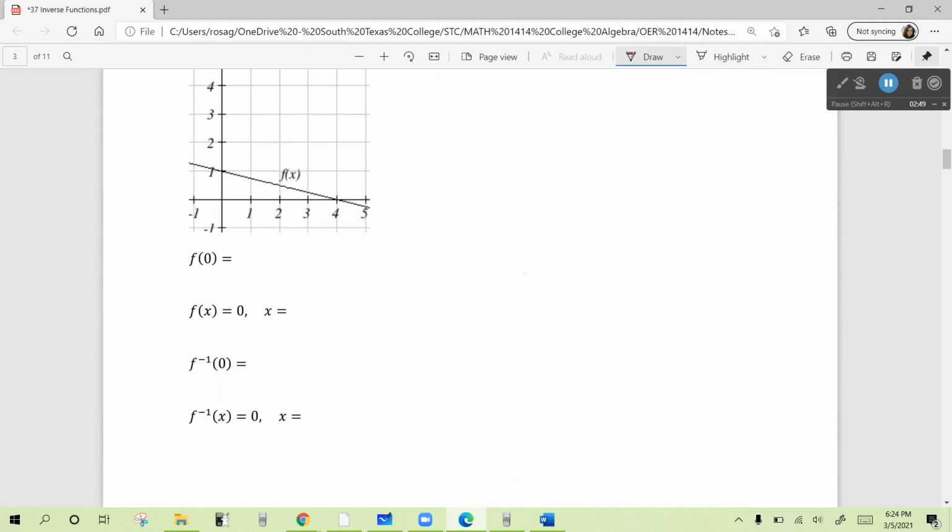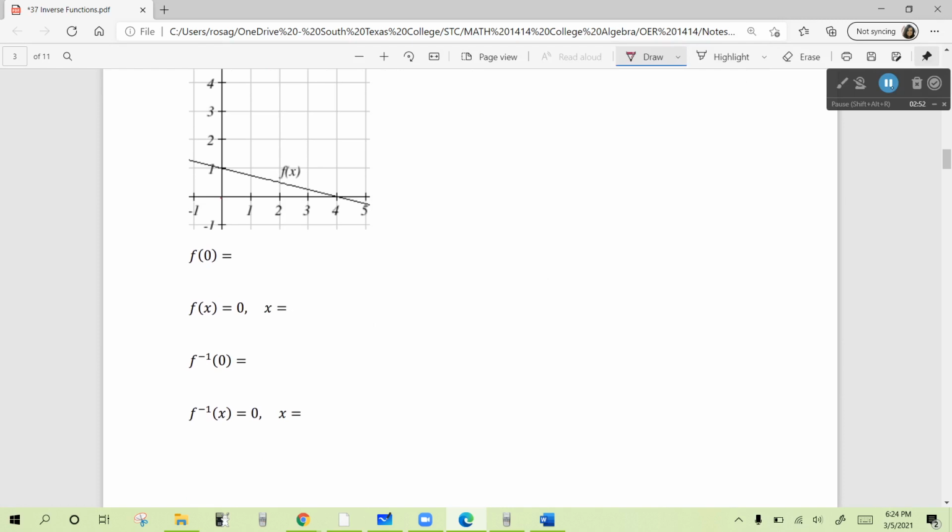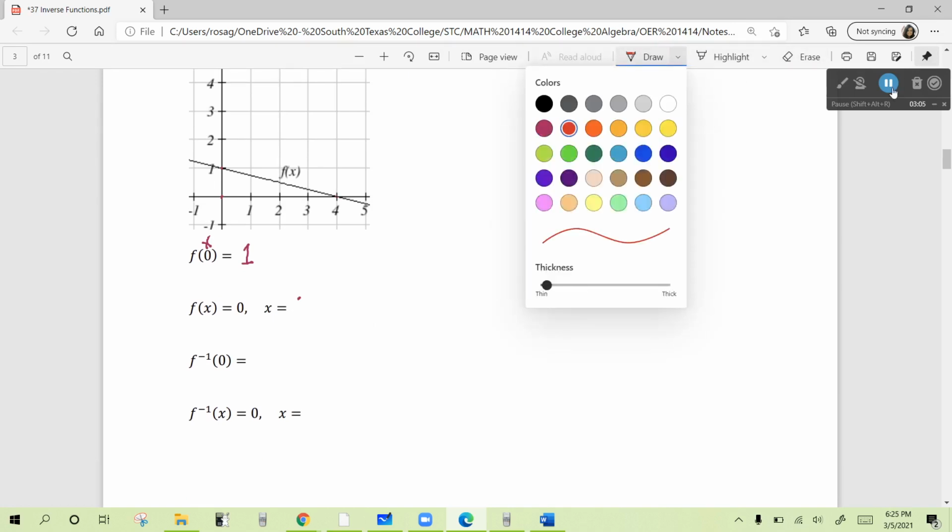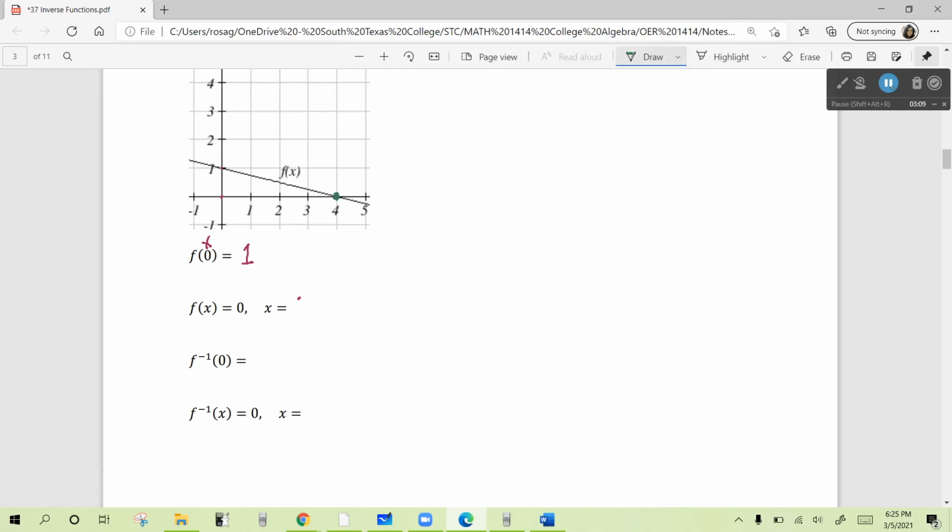Use the graph for finding the missing values. F of 0, so 0 is 1. When the function is 0, the x is 4. Let me put it in a different color so you can see I'm talking about that one. When the function is 0, then it's 4 at the x.